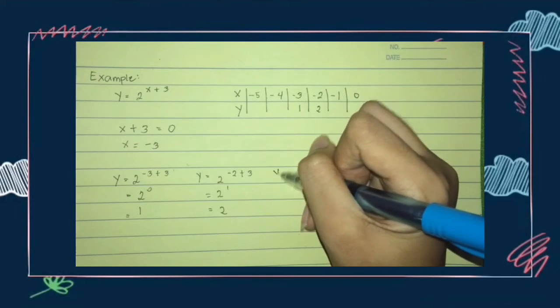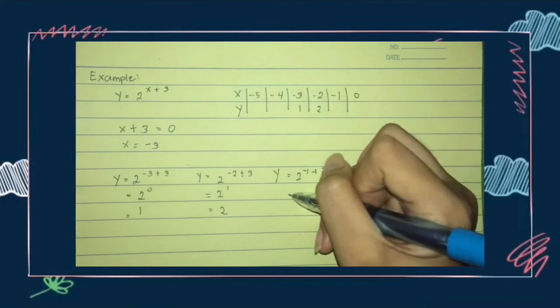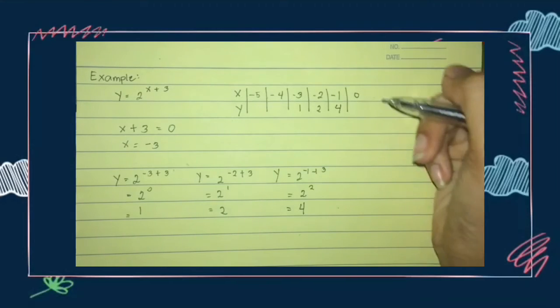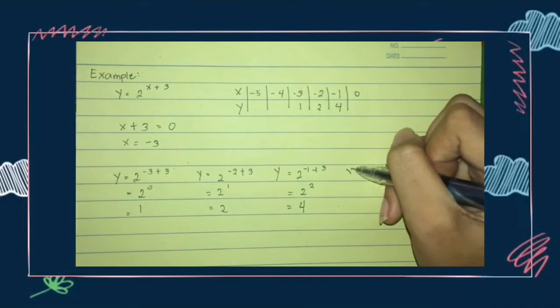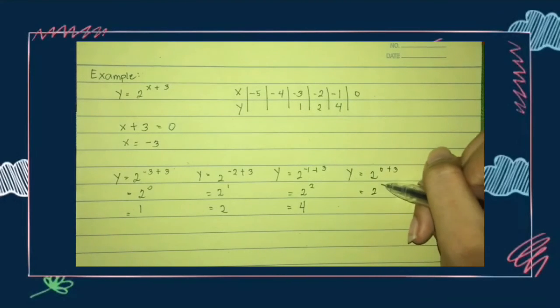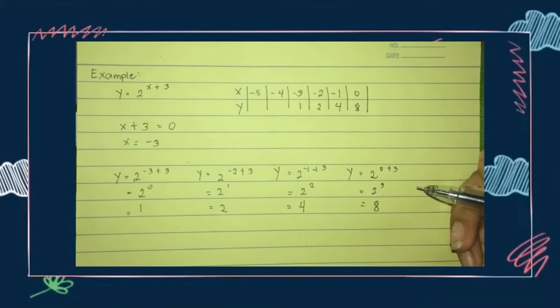Next, y is equal to 2 raised to negative 1 plus 3, which is equal to 2 raised to 2, which is equal to 4. Our third y is 4. Next, y is equal to 2 raised to 0 plus 3, which is equal to 2 raised to 3, which is equal to 8. Our fourth y is 8.